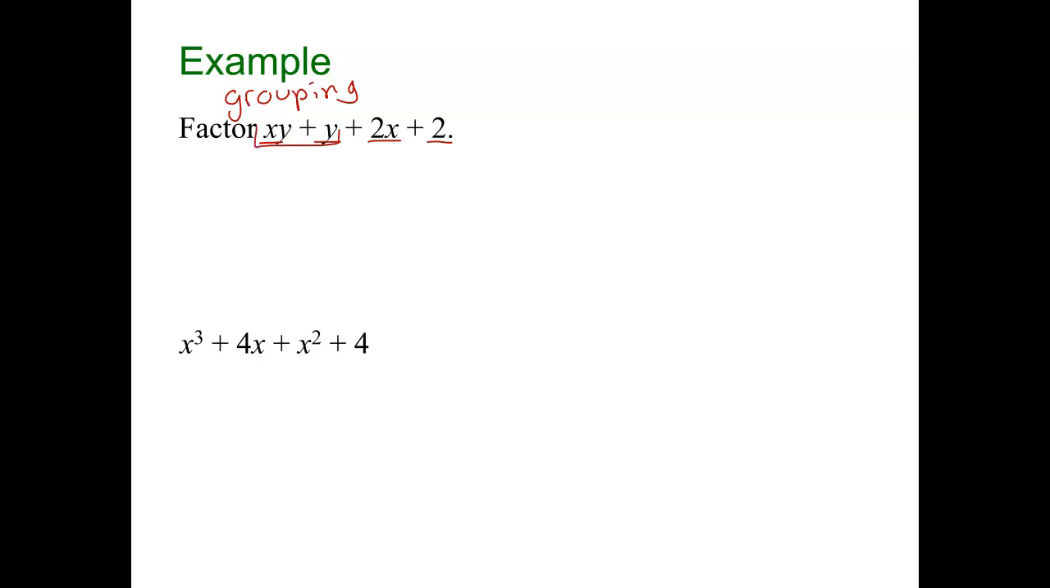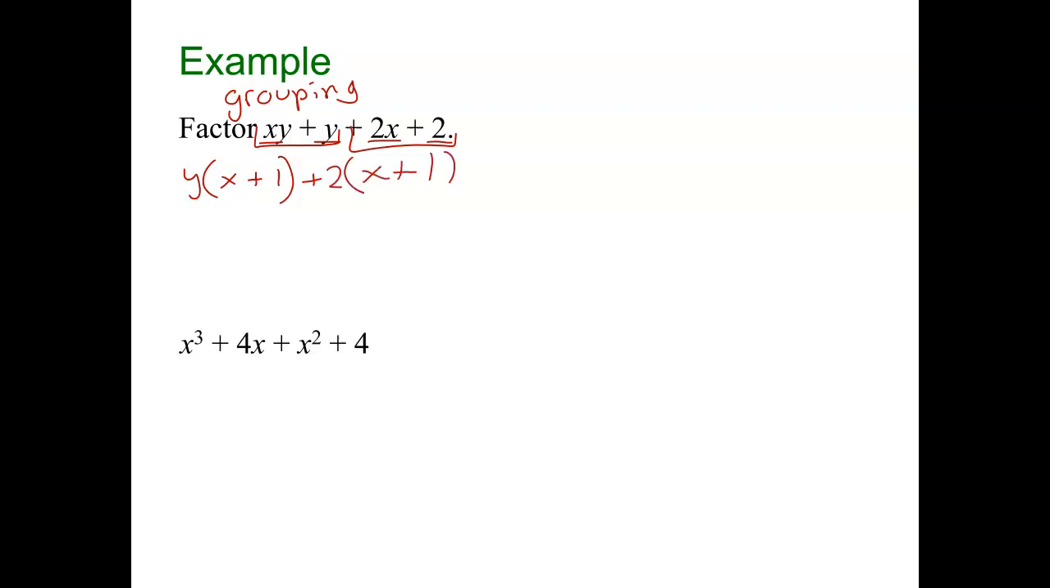And I look and I see, okay, well the first 2 numbers have a common factor. And the last 2 terms have a common factor. Let's factor those out and see if we get something quite magical. What's my common factor for the first 2? Y. Which leaves me with what? Good. What's my common factor for the last 2? Which leaves me with what?